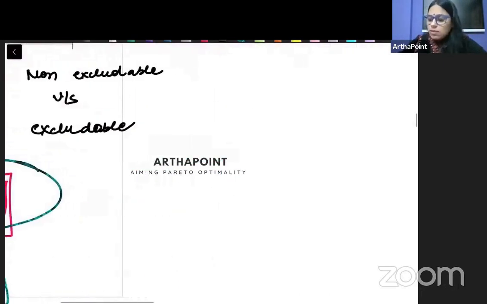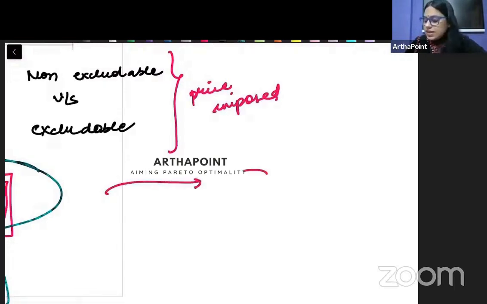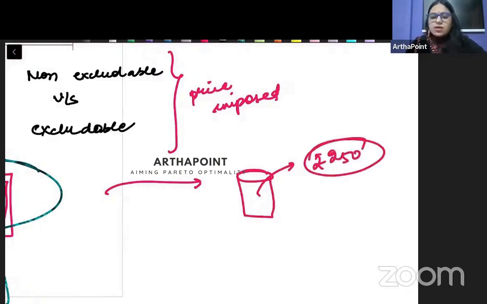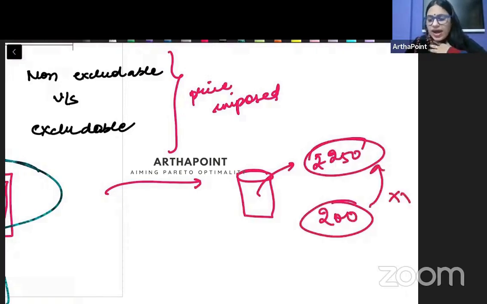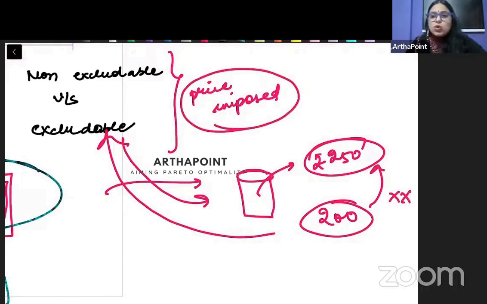Right? Now let's talk about excludability versus non-excludability. This has to do with price imposed. Beta, you go to a cafe. There is a shake. इस shake का price है 250 rupees. Now, if I just have 200 rupees, क्या मैं shake खरीद सकती हूँ? I cannot purchase this shake. So I am excluded from buying the good. मैं exclude हो गई हूँ shake खरीदने से because I don't have money to purchase shake. Right? So anything on which price is imposed becomes excludable in nature.